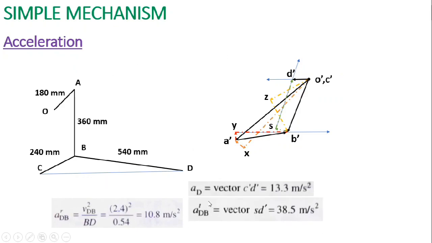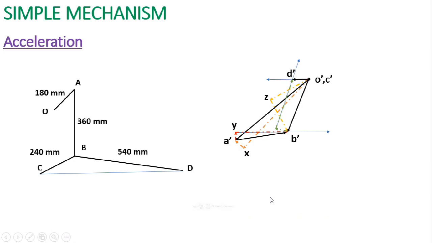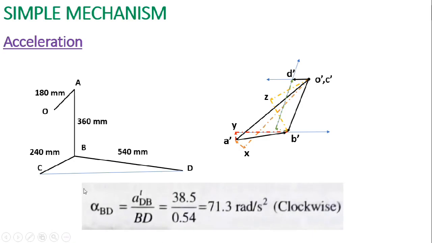So for that we require the tangential acceleration of BD, and that will be nothing but the measurement of the vector SD dash, that is this green line as you can see with my mouse pointer. So that comes to 38.5 meters per second square. And finally the value that we require, the angular acceleration of link BD, will be the tangential acceleration component of BD divided by the length BD, which comes to 71.3 radians per second square, and it will be in the clockwise direction.